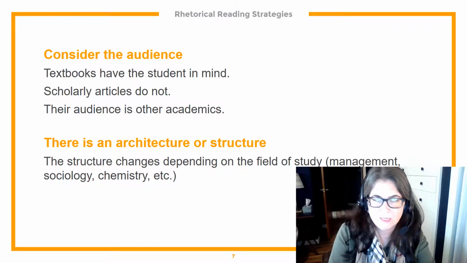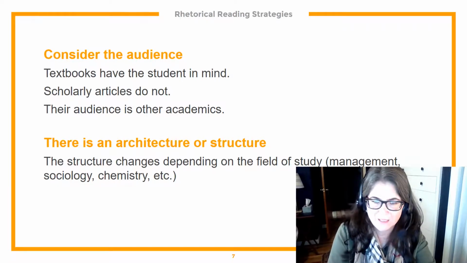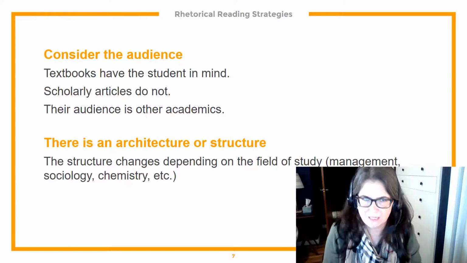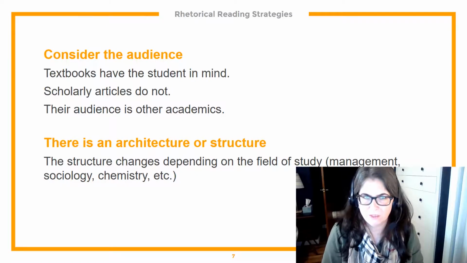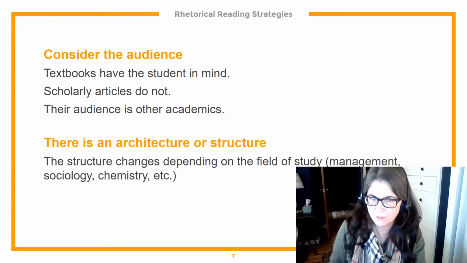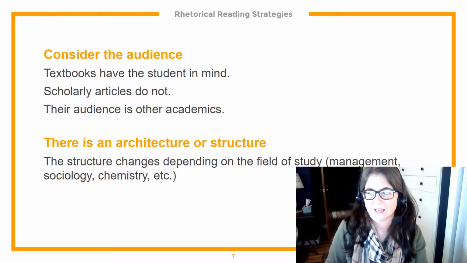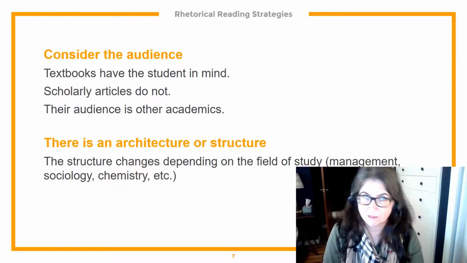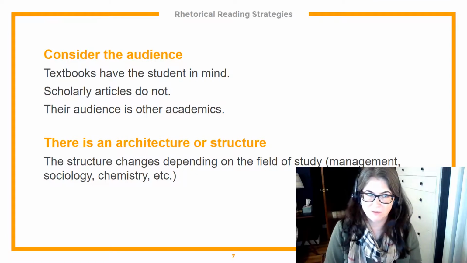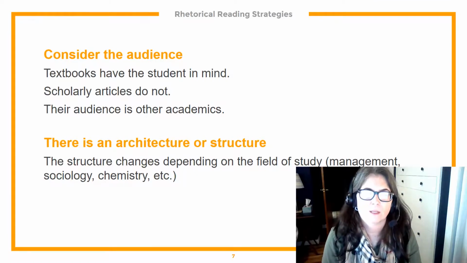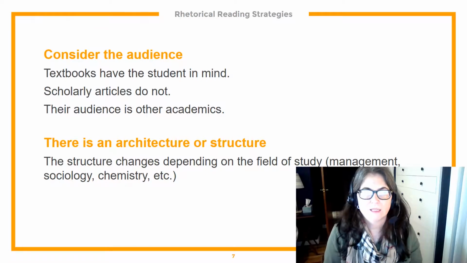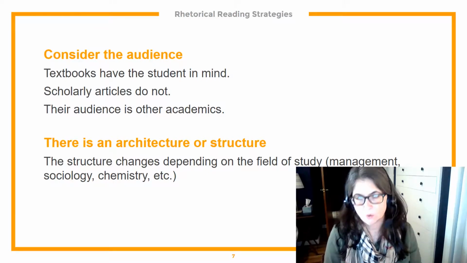So you don't necessarily have the same vocabulary as the intended audience. There's going to be a lot that you don't understand, and that's okay. We're going to focus on the things that you can understand and what's actually going to be useful and informative for you when you're reading these articles. The second thing that you want to think about besides the audience is this idea of an architecture or a structure.